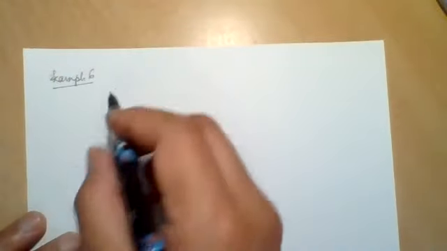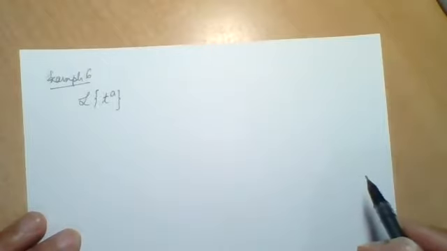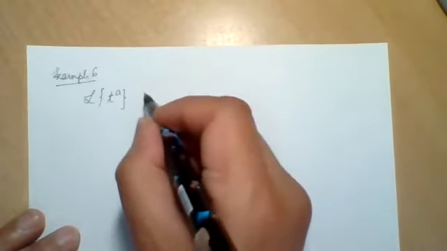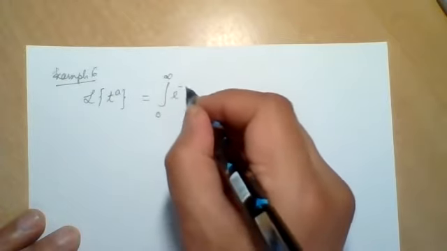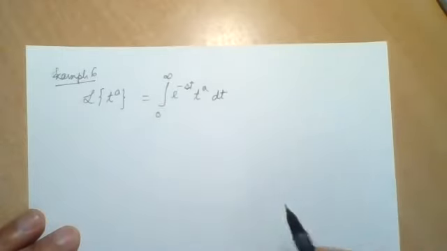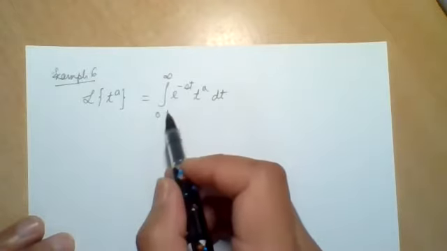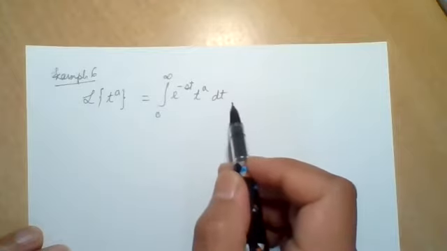So what was the last example? The last example was example number 5. So now this example is example number 6. Let us find the Laplace transform of t to the power a, where a is some constant. Then this is equal to the integration from 0 to infinity of e to the power minus st times t to the power a dt.